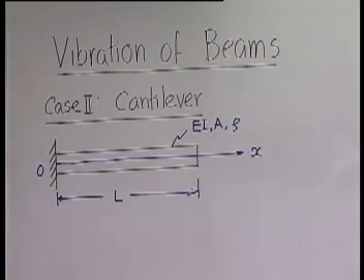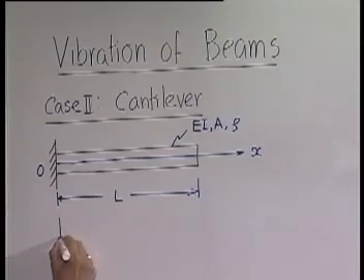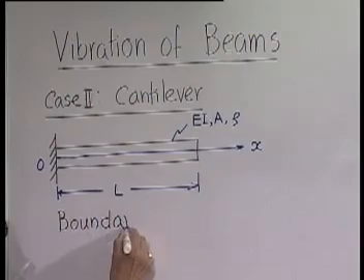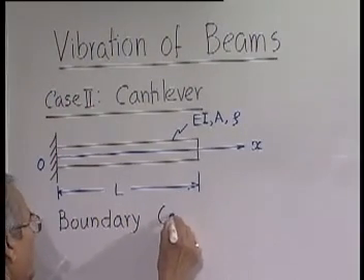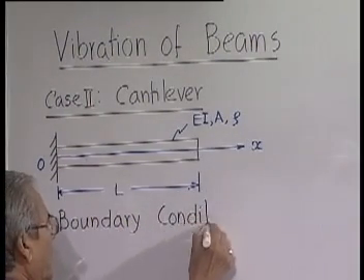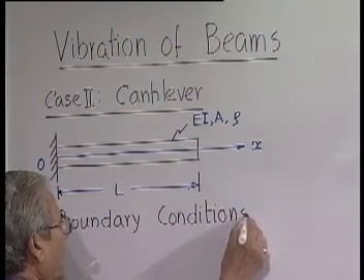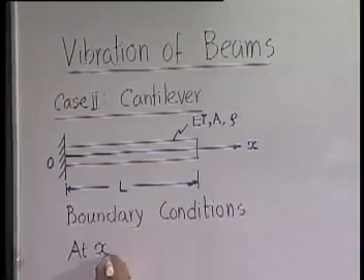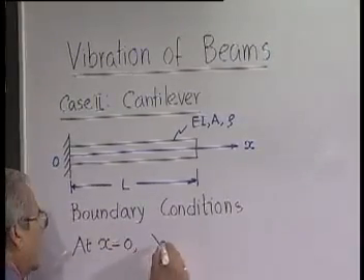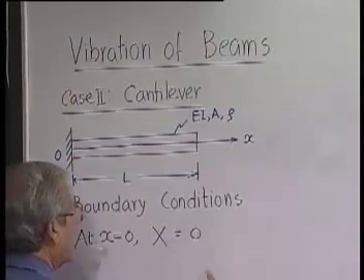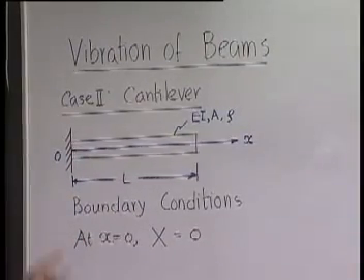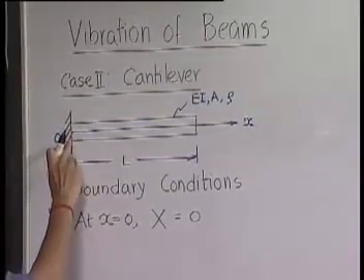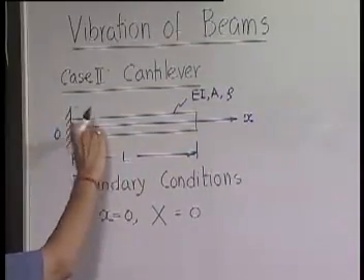So now, in this particular case, the boundary condition at x equal to 0: displacement is 0 at all times, so x is equal to 0. Another thing that happens here is that whatever way it may go, its slope will have to be 0.